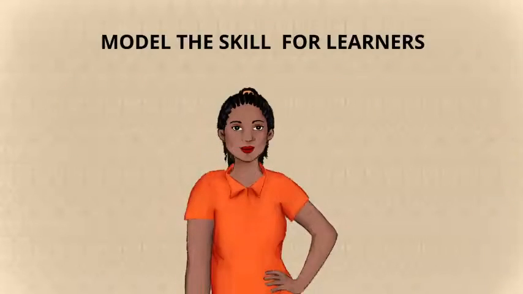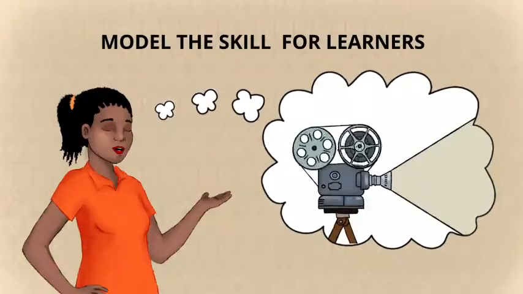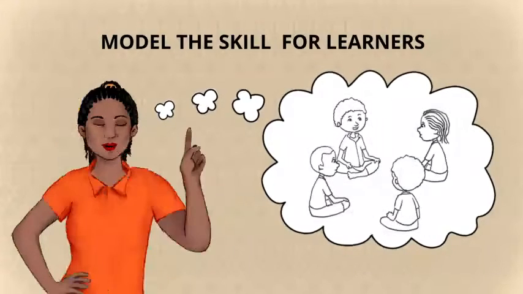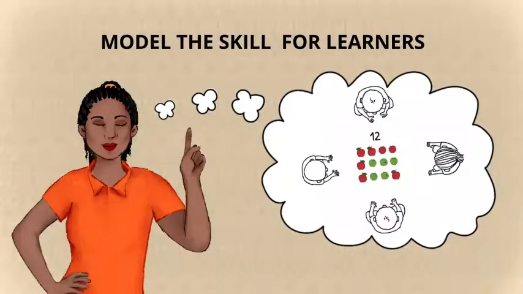If applicable, you can model the skill for learners. Explain to learners the movie that you see in your mind. I see Selo sitting on the grass with his 3 friends, Bongi, Neo, and Helen. He lays the 12 apples out on the grass in front of him.